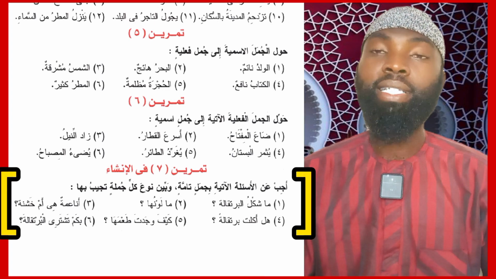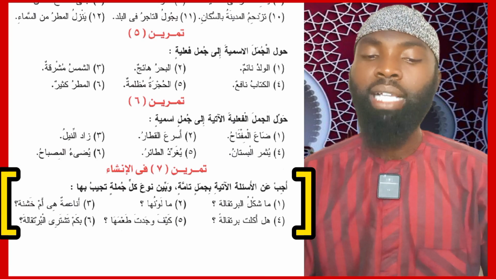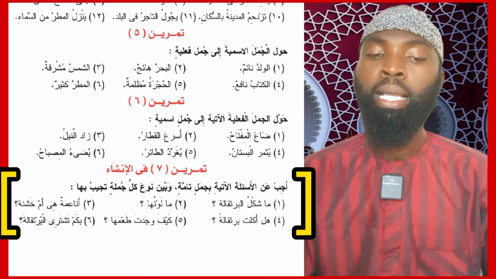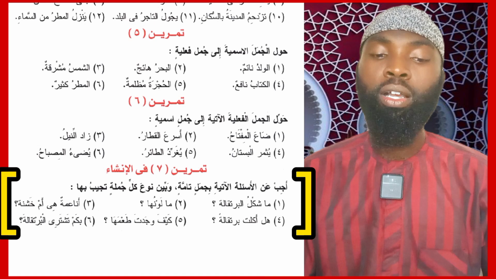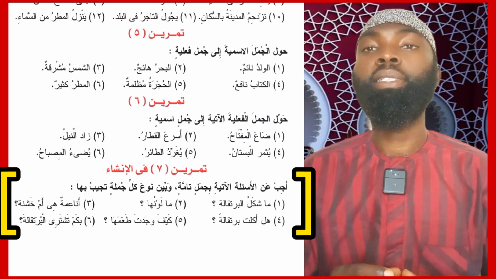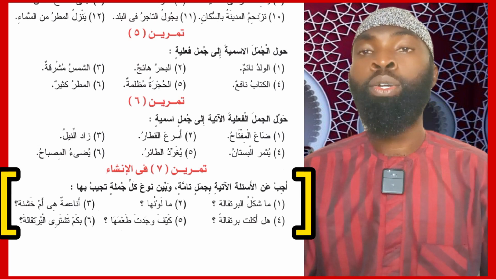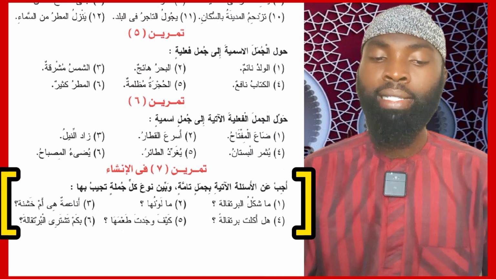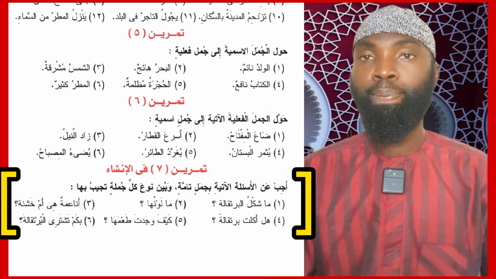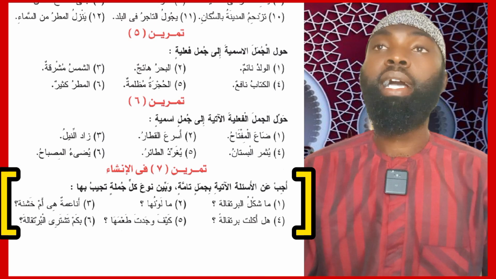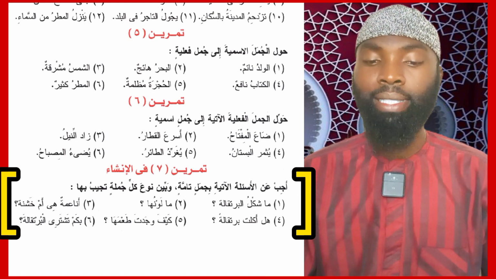Tamrinun fil insha, the last exercise, and it is on composition. The instruction says ajib anil as'ilatil atiya bijumalin tammatin, answer the following questions with complete sentences, wabayyin naw'a kulli jumlatin tujibu biha, and explain the category of the sentences you are going to use in answering these questions. So you have to answer the following questions and later explain whether you have used a nominal sentence in your answers or a verbal sentence.